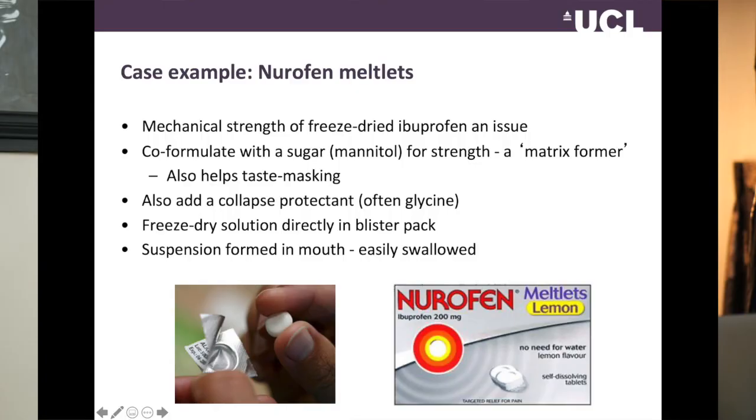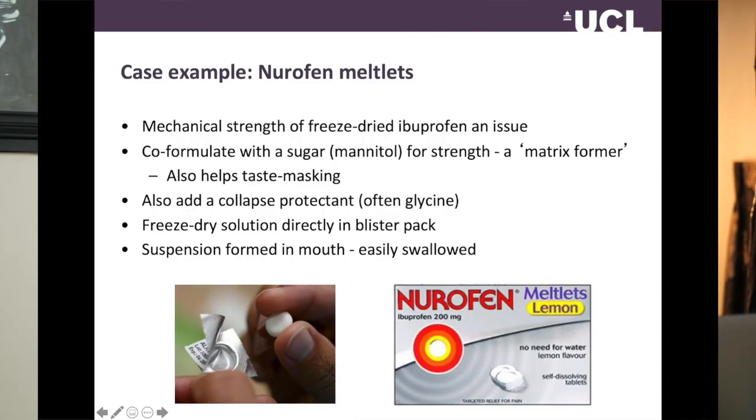We looked at some of these in the introduction lecture a few weeks ago, but my favourite example is Neurofen Meltlets. Neurofen Meltlets are a mixture of ibuprofen, sugar, mannitol in this case, and glycine as a collapse protectant. So you mix those three components together in water, you pour that mixture into a blister pack, and then you freeze dry the blister pack directly.